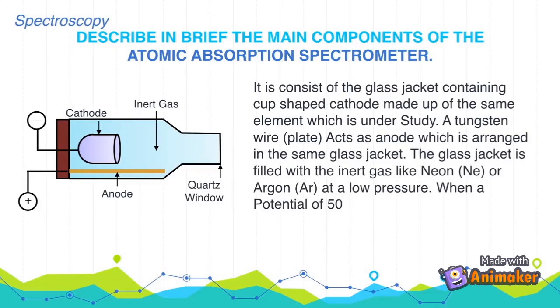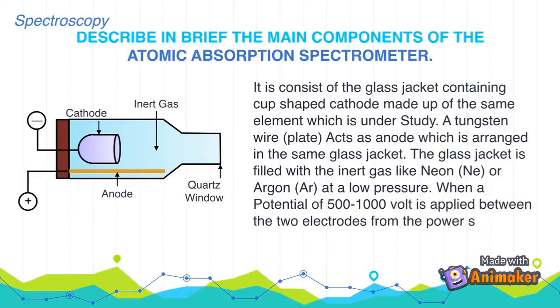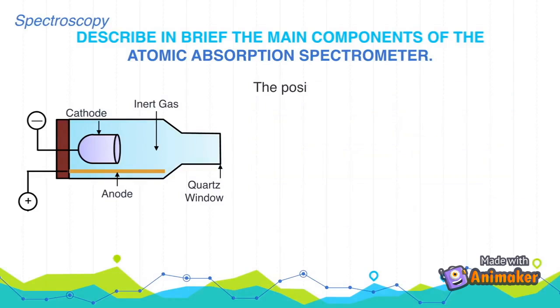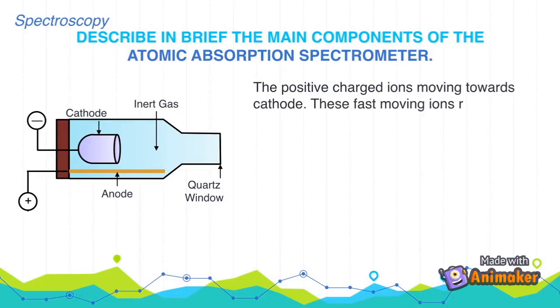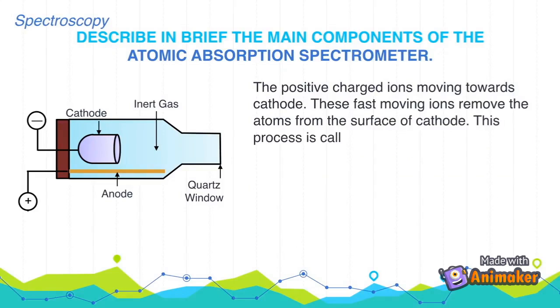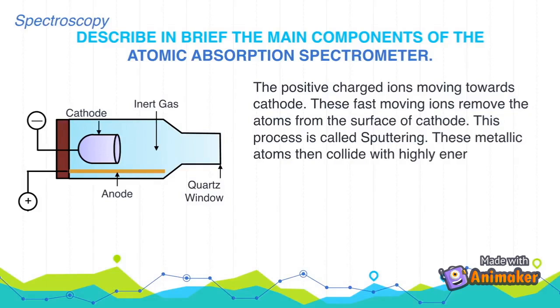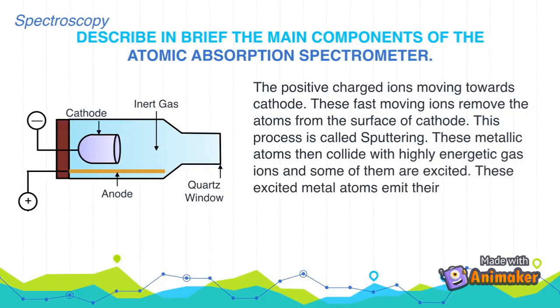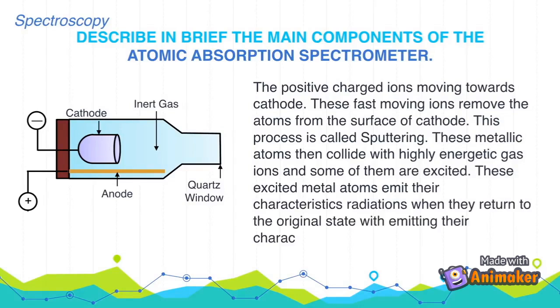When a potential of 500 to 1000 volt is applied between the two electrodes from the power supply, the atoms of the inert gas are ionized. The positively charged ions move towards the cathode. These fast-moving ions remove the atoms from the surface of the cathode. This process is called sputtering. These metallic atoms then collide with highly energetic gas ions, and some of them are excited. These excited metal atoms, when returned to the original ground state, emit their characteristic radiations.